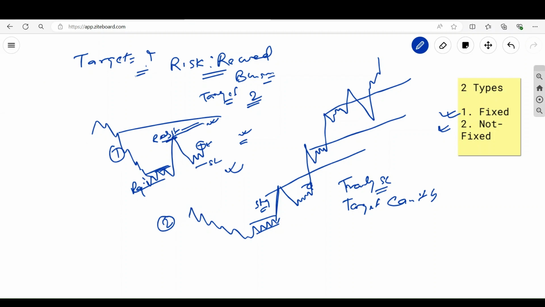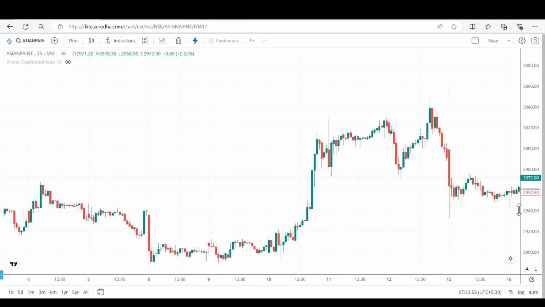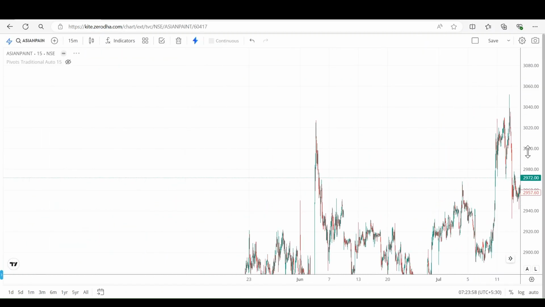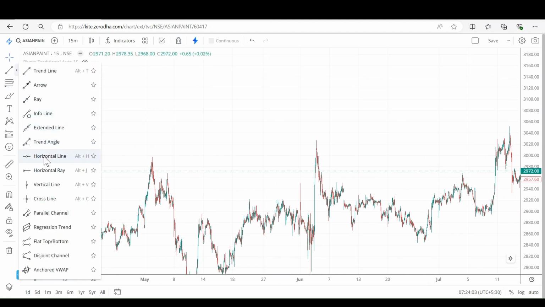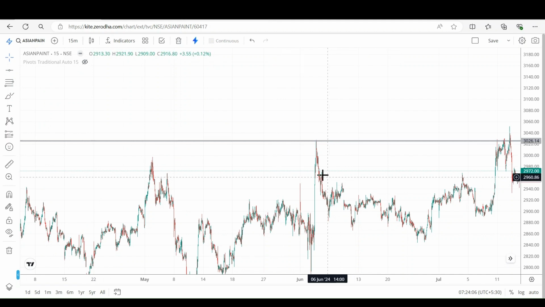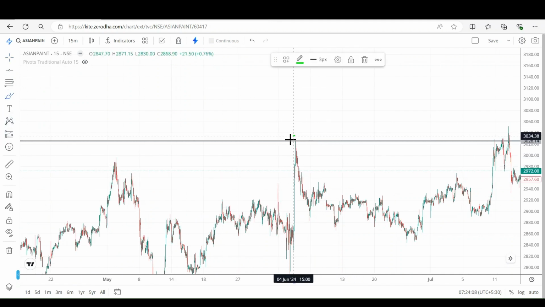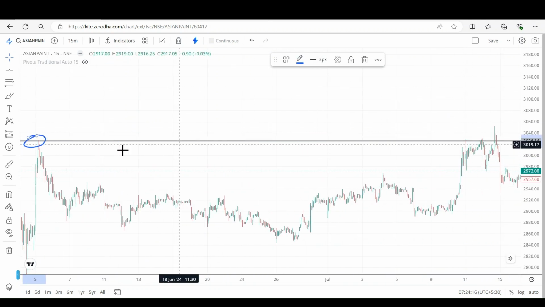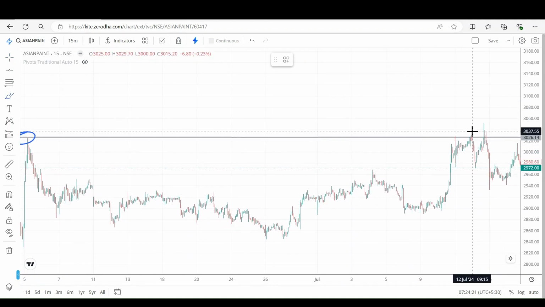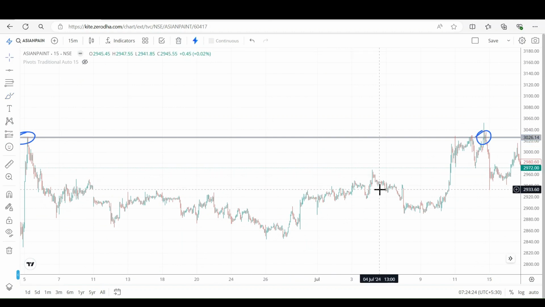All right, see, this is the Asian Paints chart, and before that you can see there is a lot of resistance. See, this is a resistance because from the same place the market got reversed, and here also the market touched this previous resistance and the market came down. So this is a valid resistance.